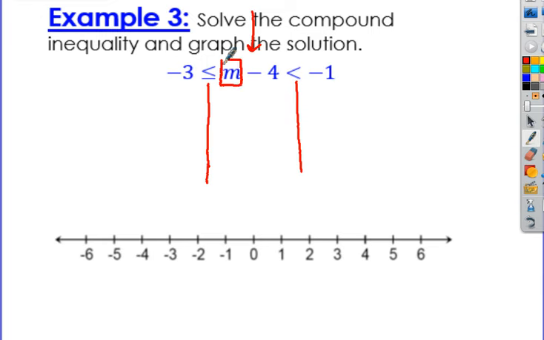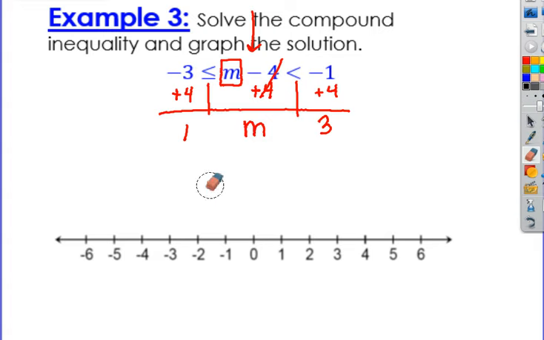So I need to get rid of minus 4. And in order to do that, I'm going to add 4. But instead of adding it to both sides, now I've got 3 sides. So you're just going to add it to all 3 sides. Negative 3 plus 4 is 1. That cancels and leaves me with m. Negative 1 plus 4 is 3. And I didn't multiply or divide by a negative number, so my signs are going to stay the same.